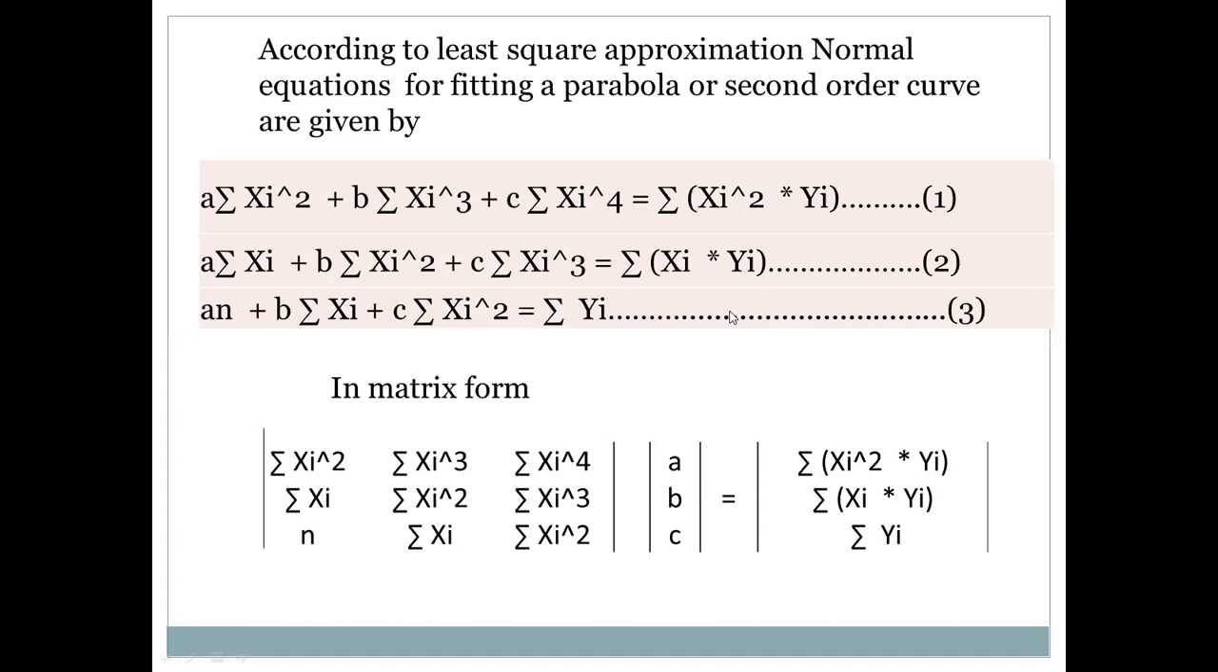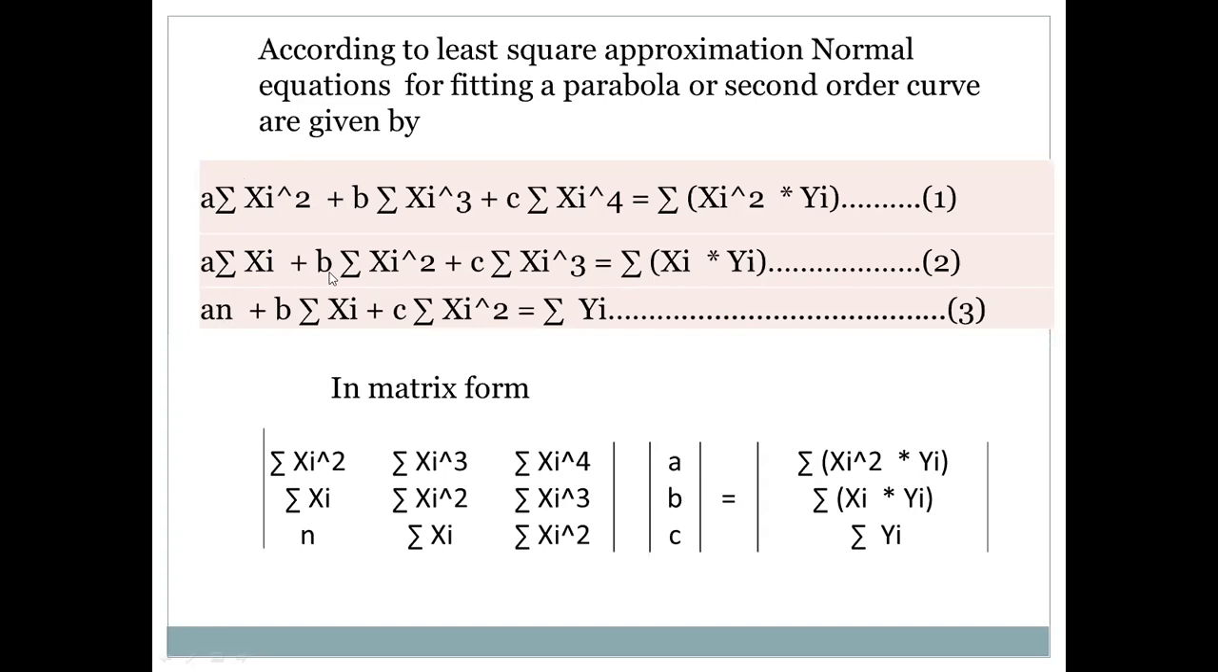These three equations can be written in the matrix form as follows. Now here you can observe the A coefficient is multiplied by sum of xi square, sum of xi and n, that is the number of data points. So here our first column, which is multiplied by A, is sum of xi square, sum of xi and n number of data points.